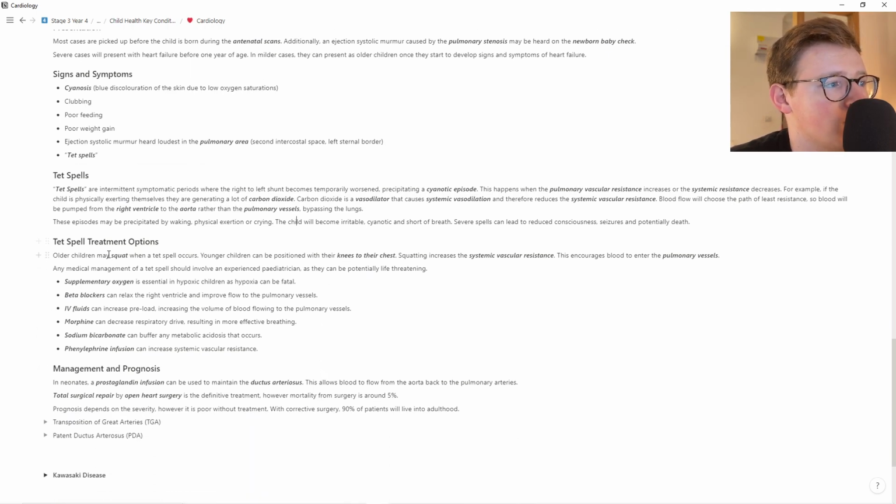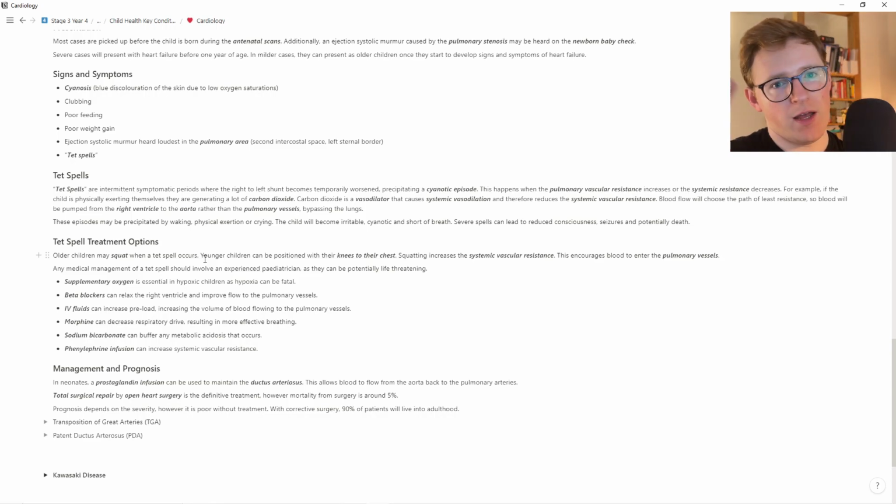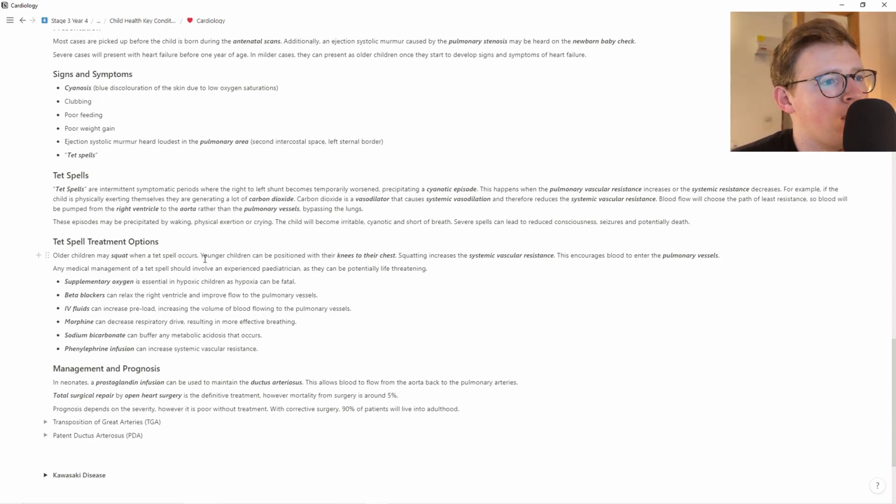TET spell treatment options. They should squat. That's going to increase your systemic vascular resistance. You can put the knees to the chest. Raising your legs will do this sort of thing, and that's a really good one if someone has a very, very low blood pressure out in the world. That's an example for you guys. Squatting increases systemic vascular resistance. This encourages blood to enter the pulmonary vessels.